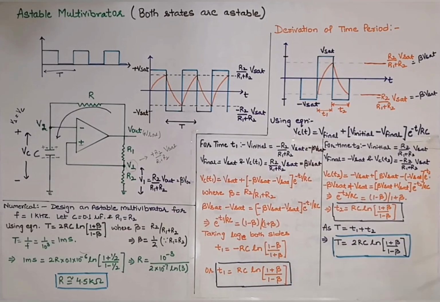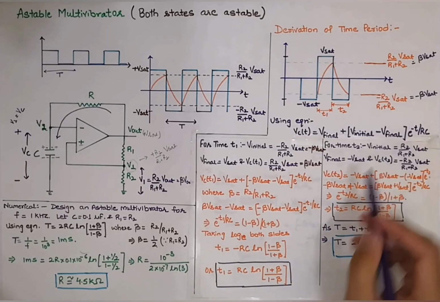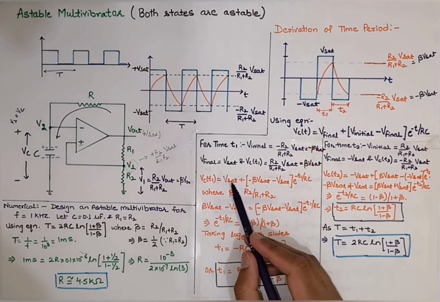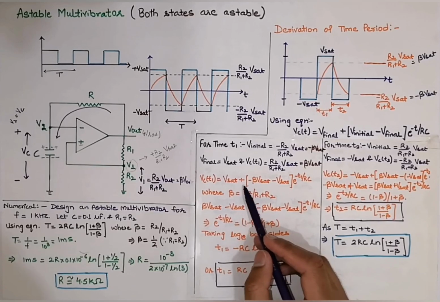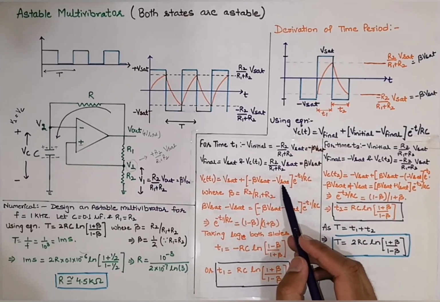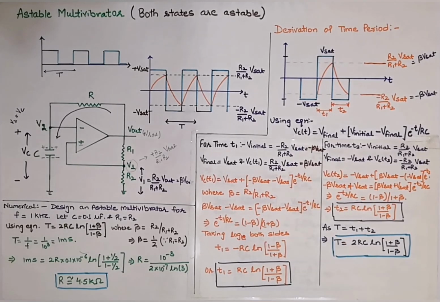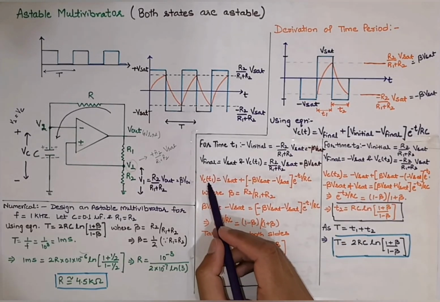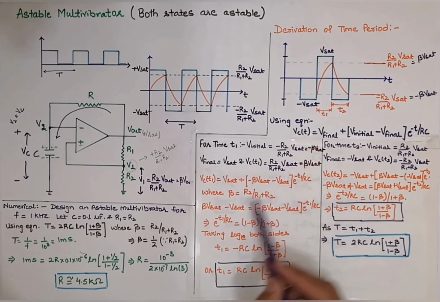Now putting all these three values in this equation, we will get Vc at T1 is equal to the final value, V saturation, plus the initial value, minus beta V saturation, minus V saturation, into e to the power minus T1 by RC, where Vc at T1 is nothing but equal to beta V saturation.